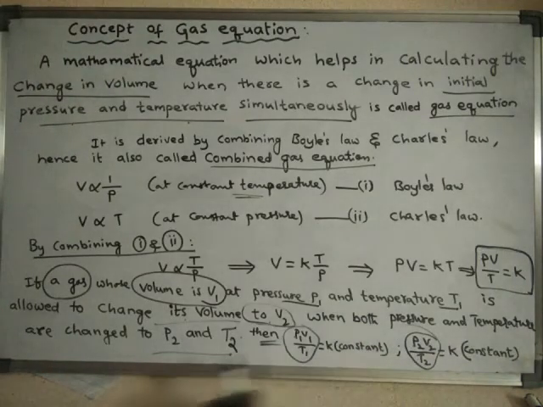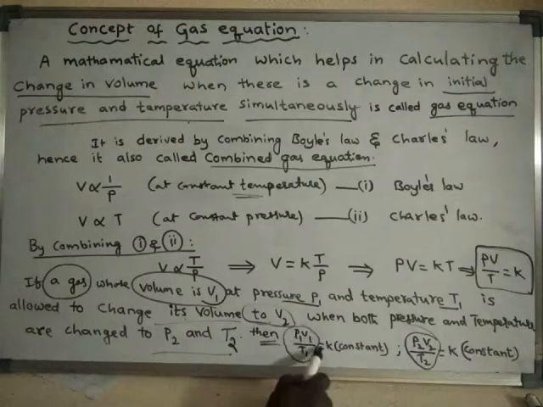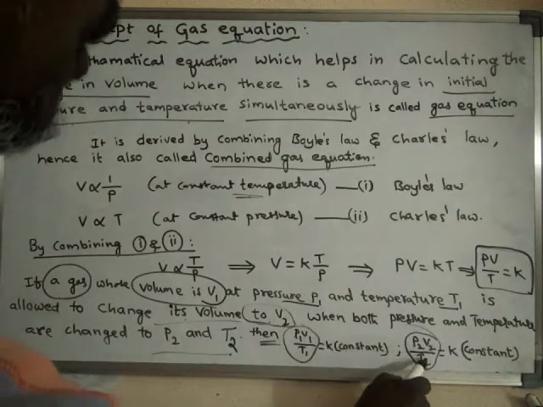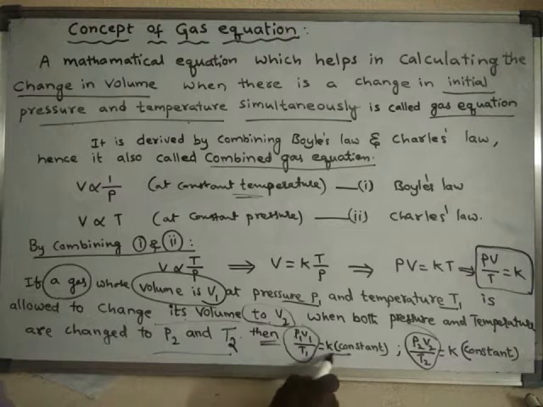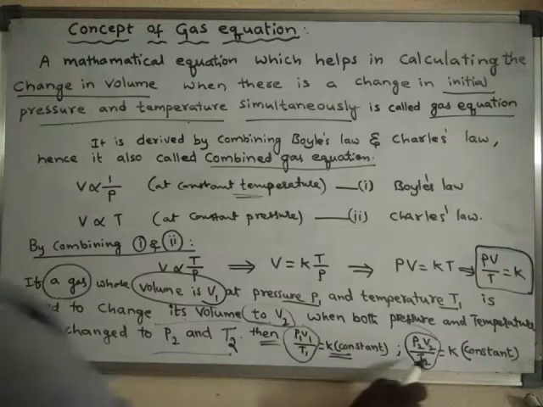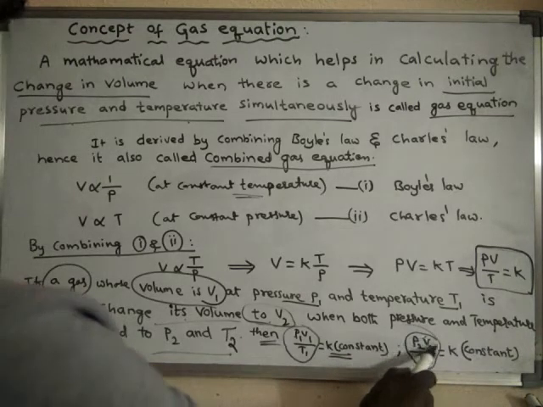Okay, according to this one, P1 V1 by T1 is equal to a constant, and P2 V2 by T2 is also a constant. So in such a way that in order to get a constant, V2 will be changed.